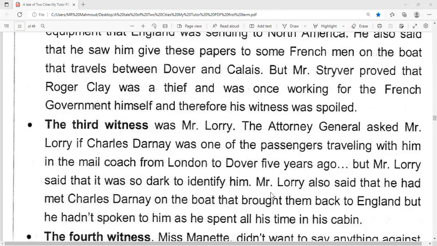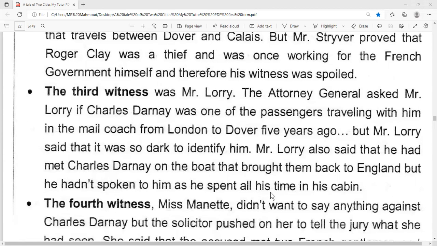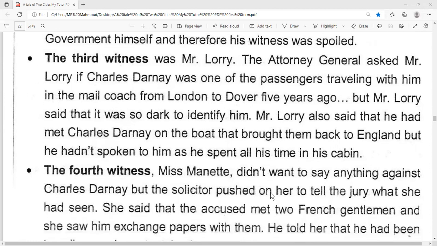The third witness was Mr. Lorry. The Attorney General asked Mr. Lorry if Charles Darnley was one of the passengers traveling with him in the mail coach from London to Dover 5 years ago, but Mr. Lorry said that it was too dark to identify him. Mr. Lorry also said that he had met Charles Darnley on the boat that brought them back to England, but he hadn't spoken to him as he spent all his time in his cabin.